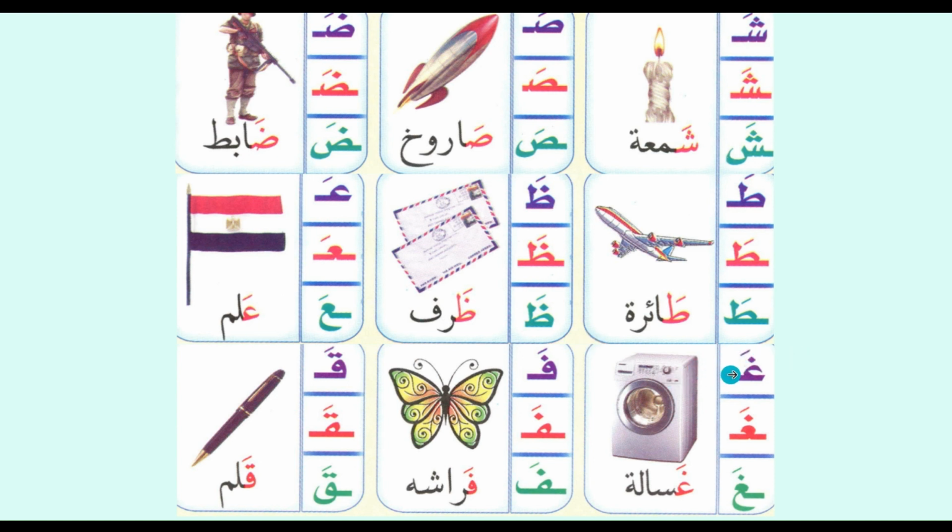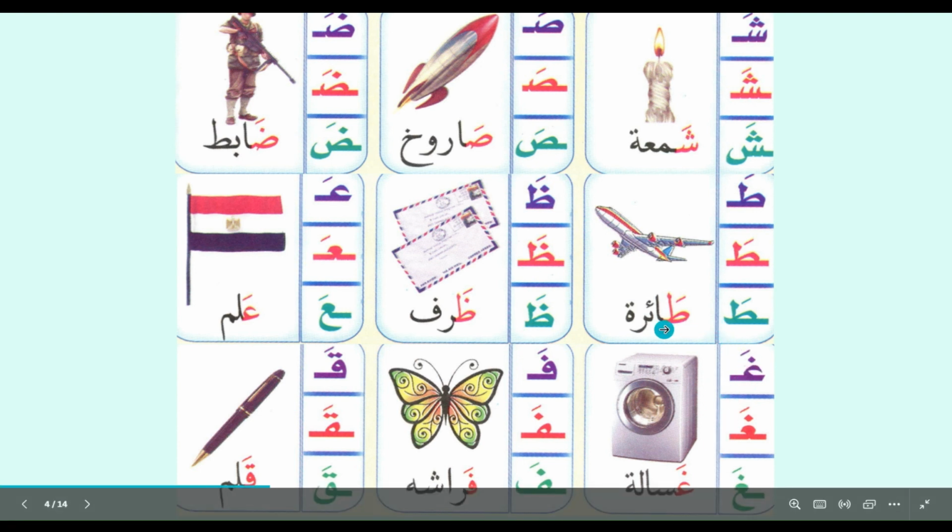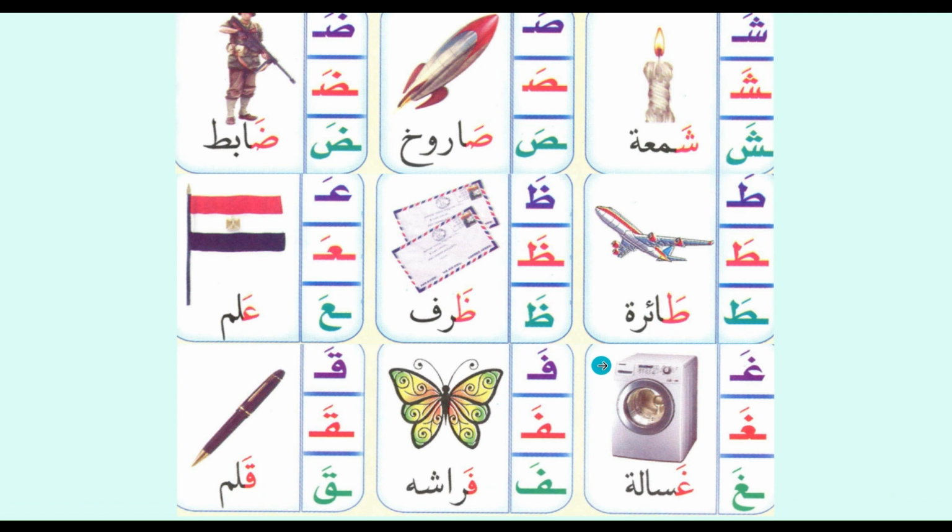غين as well, the beginning, middle, and at the end of the word, like the word غسالة, غسالة. فاء, beginning, middle, and end of the word, like the word فراشة, فراشة. قاف, beginning, middle, and end of the word, like قلم, قلم.